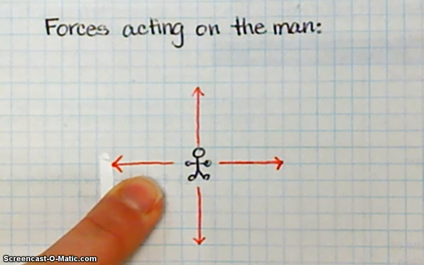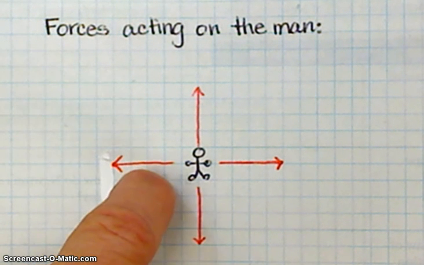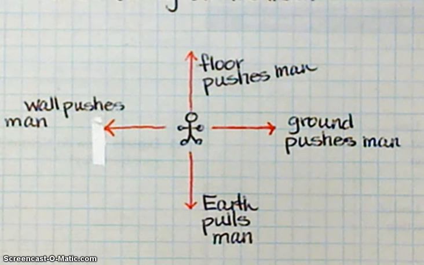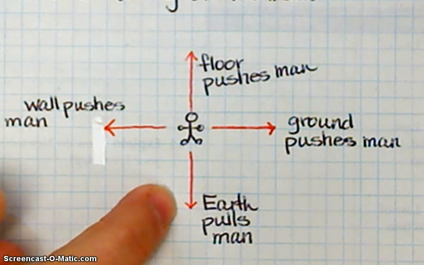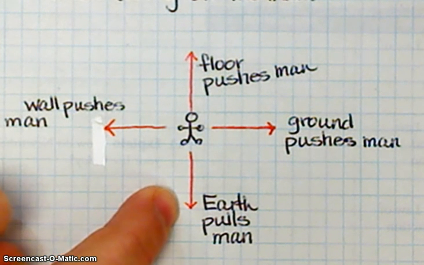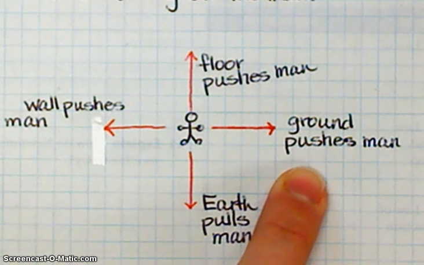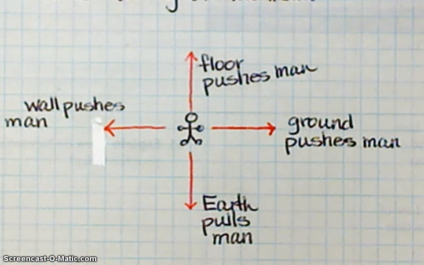All of those would cancel each other out if the net force was 0. If they don't all cancel each other out, then he's accelerating somewhere. Those are the forces that are acting on the man, and I do expect you to label them. So I've labeled them. This one is an upward force because the floor is pushing up on the man. This one's the downward force that's equal and opposite because the earth is pulling down on the man. The ground is tending to push him forward. The wall is tending to push him backwards. And if everything is equal and opposite, he's not going anywhere.